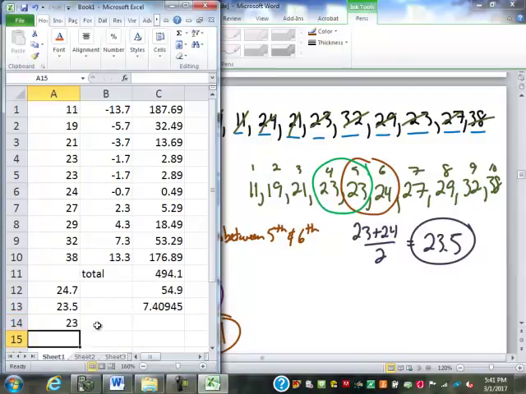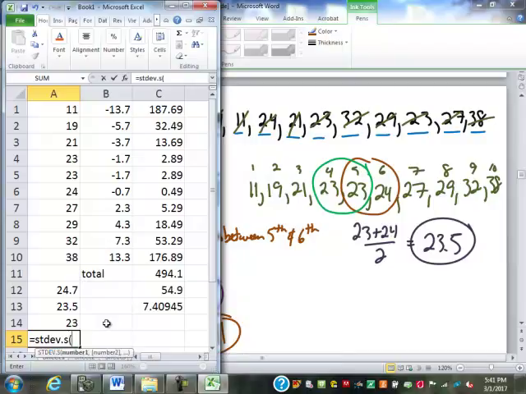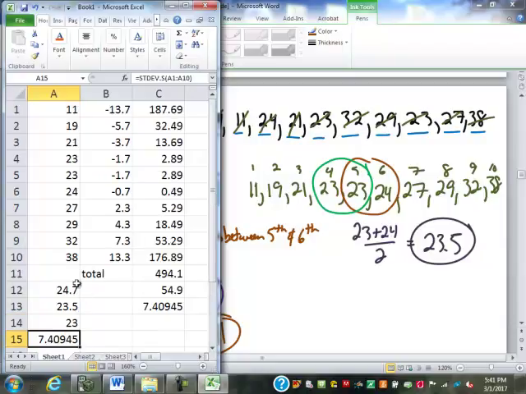There is no command for range in Excel, but you can use a max and a min to find the largest and smallest, then just subtract them. Standard deviation, STDEV.S. You're specifying to Excel that this is the standard deviation of a sample. 7.409, just like you found. 7.41. STDEV.S, then open parentheses. Equals first? Yep, equals first.